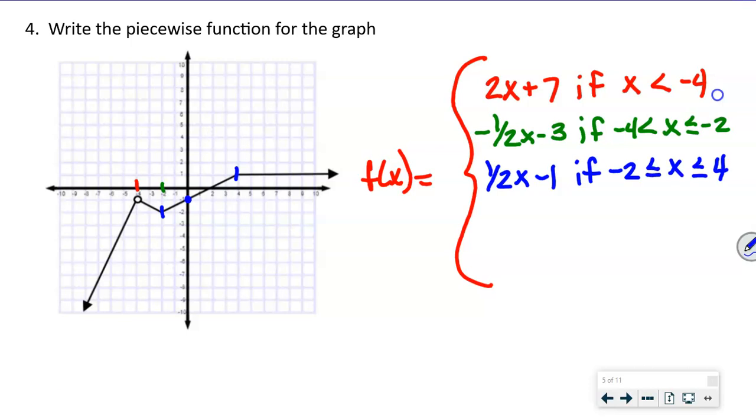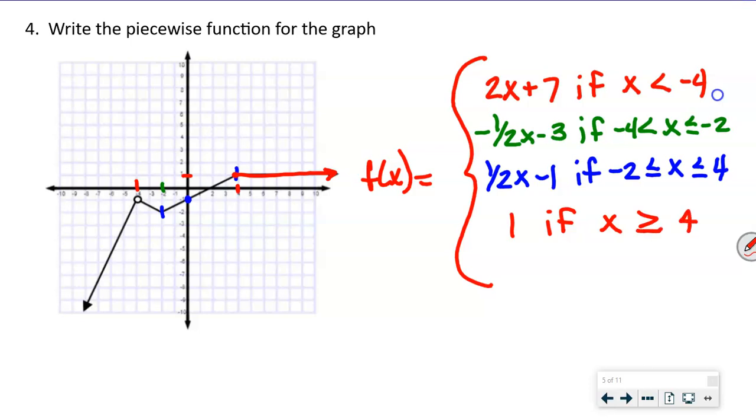Then our final one is going to be this one right here, from here over. So what is the y value there? It's 1. So this is 1, and it's 1 if, again, x is, what was this value right here? It's going to be x is greater than or equal to 4.